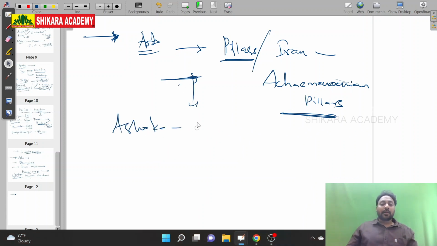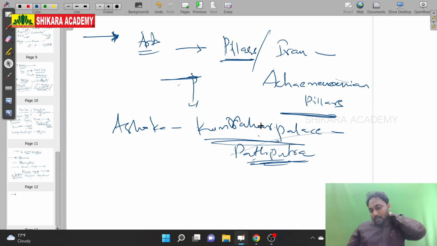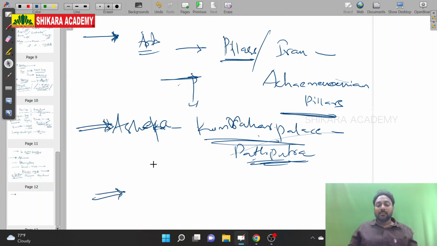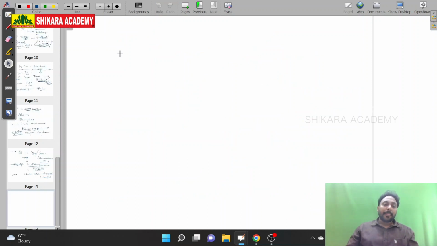Ashoka built the Kumrahar Palace at Pataliputra. It is a wooden palace. It's an 80 pillared palace hall. This is Mauryan architecture.